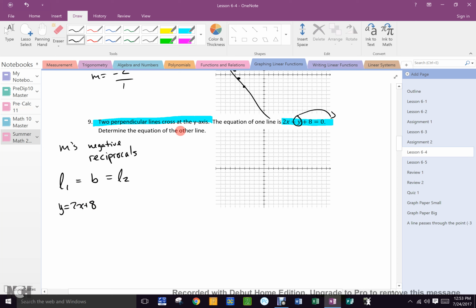But I need line 2. What do I know about line 2? Negative reciprocal and the same b, correct? Okay, so what is line 2? What's the negative reciprocal? y equals -2 over 1, which we would never write that way. How would we write it? -2x plus -8.